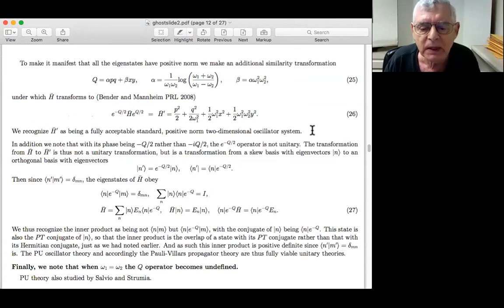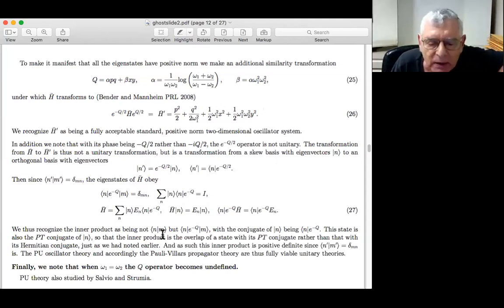This is a completely standard two-dimensional oscillator system. We know the norms are positive definite, but going from the theory with H to the theory with H prime, from n to n prime, the phase e to the minus Q2 is not minus iQ2, so it's not a unitary operator. So what we start out with is a theory in a skew basis, which we transform into an orthonormal basis. And therefore, if the overlap of n prime with m prime is delta mn, which of course we know is so, then the overlap of n with e to the minus Q with m is delta mn.